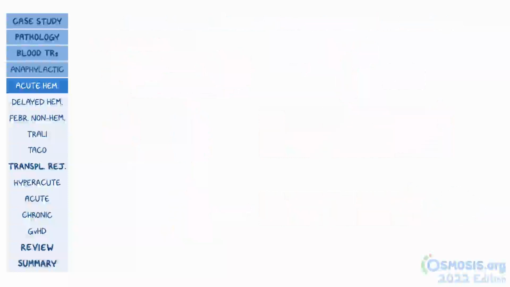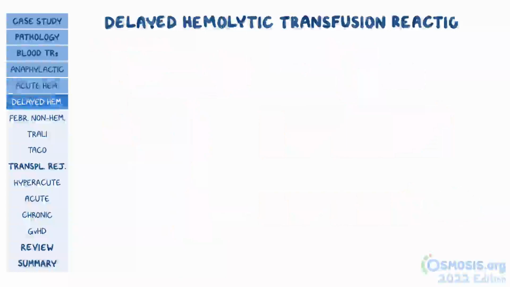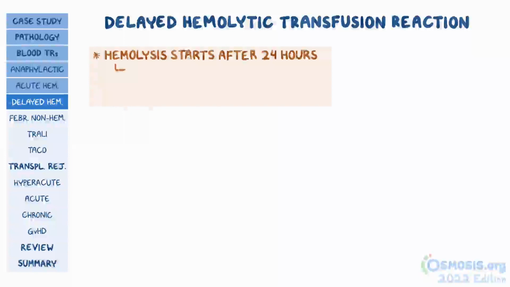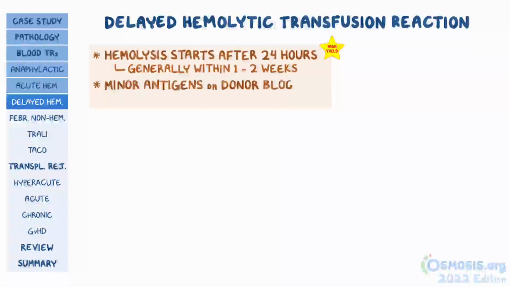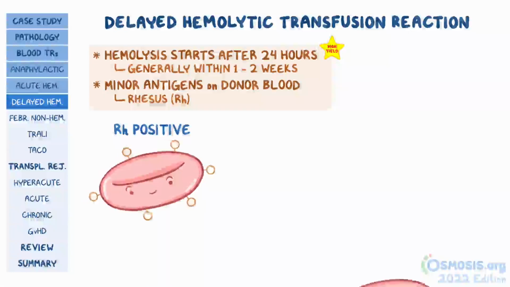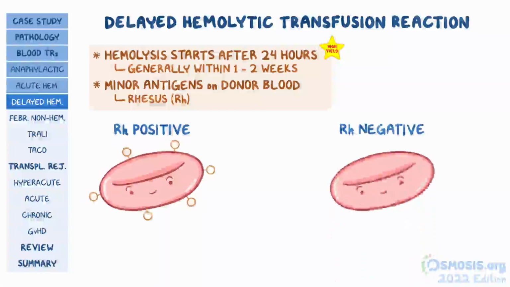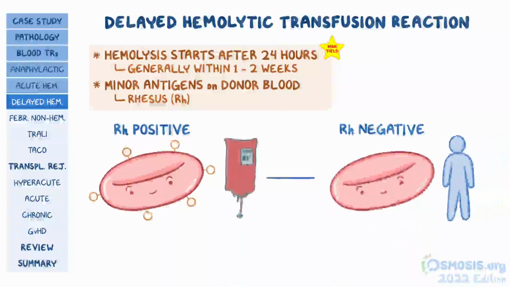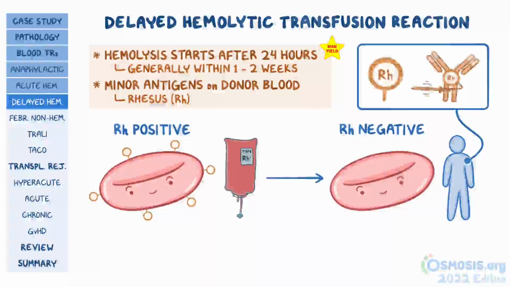Now, there's also delayed hemolytic transfusion reaction, which is when hemolysis starts after 24 hours of transfusion, generally within 1 to 2 weeks. This typically occurs when there are antibodies against minor antigens on the donor blood, such as rhesus or Rh. Now, people are either Rh positive, meaning they have the Rh protein on their red blood cells, or they are Rh negative, meaning it's absent. So if an Rh negative person receives Rh positive blood, they could develop a delayed hemolytic transfusion reaction.